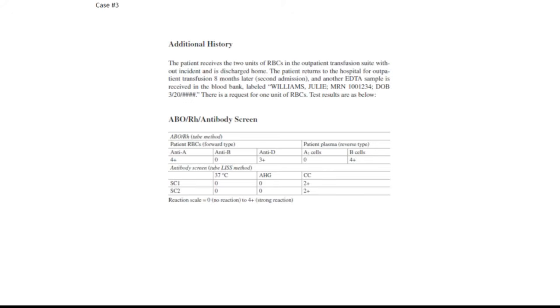So what is the relevant history here? That we have the relevant additional history. So one, that it's 8 months later, so it's more than 3 months. Right. And then secondly, we see even though the MRN and the date of birth of the patient is the same, the last name has changed. Correct. So the date of birth and the medical record number match, but the last name has changed, calling into question this patient's identity. And what about the antibody screen, ABO-RH and antibody screen in this patient?